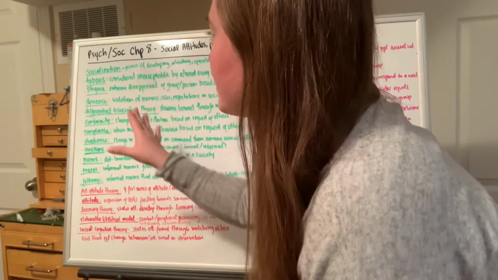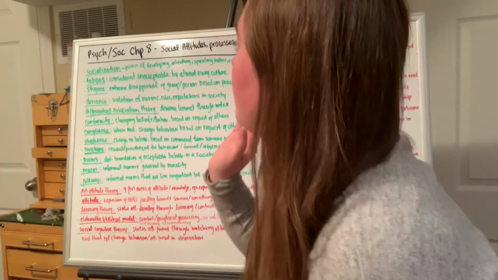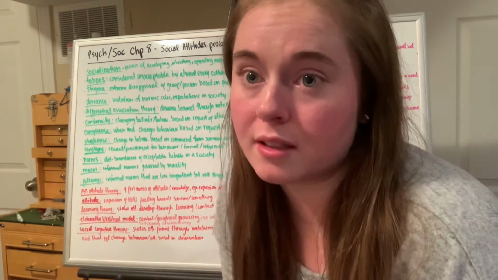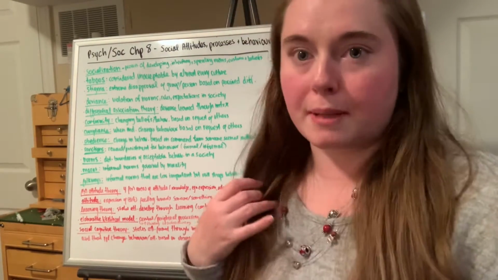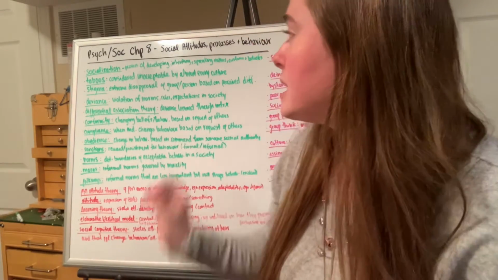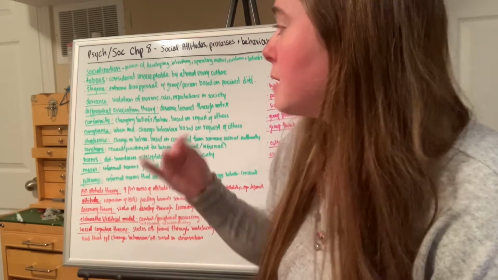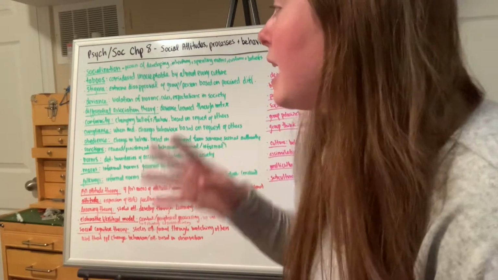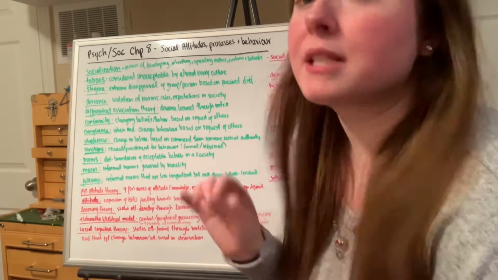All right, so first we have socialization, which is the process of developing, inheriting, and spreading norms, customs, and beliefs. Some of these you probably know, and some might be self-explanatory, but we're of course going to go over them anyways. Then we have taboos, which are considered unacceptable by almost every culture. Stigma. A stigma is having an extreme disapproval for a group or a person based on a perceived difference.